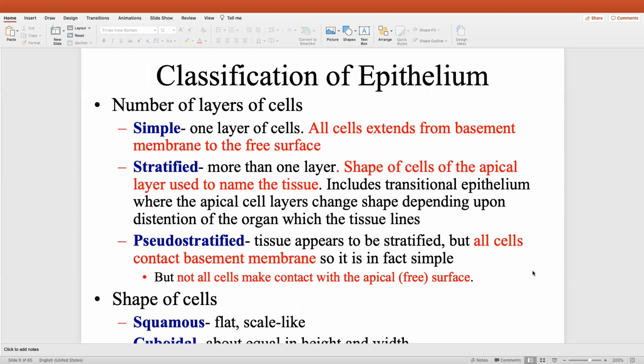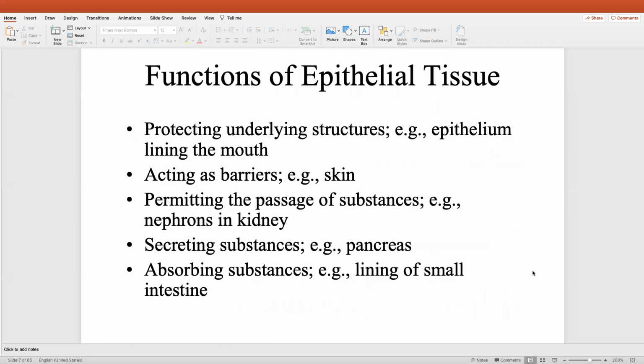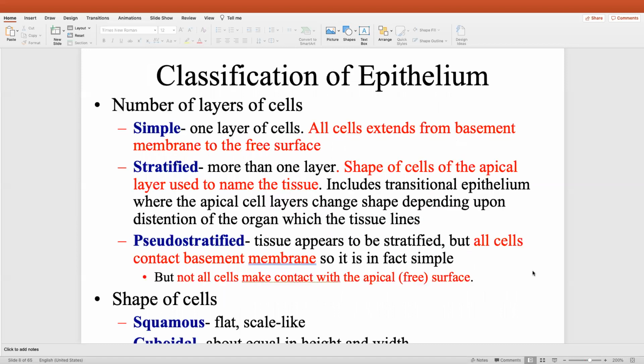So functions, I don't have anything highlighted because we're going to talk about the functions specifically when we discuss this specific type of cell. So just a few more minutes, we'll go through, right? In terms of how we classify epithelium, this is pretty easy to remember. The big thing is simple is just one layer. Stratified are multiple layers of cells, with the big one being the shape of the cells at the surface, or the apical layer, is used to name the tissue.